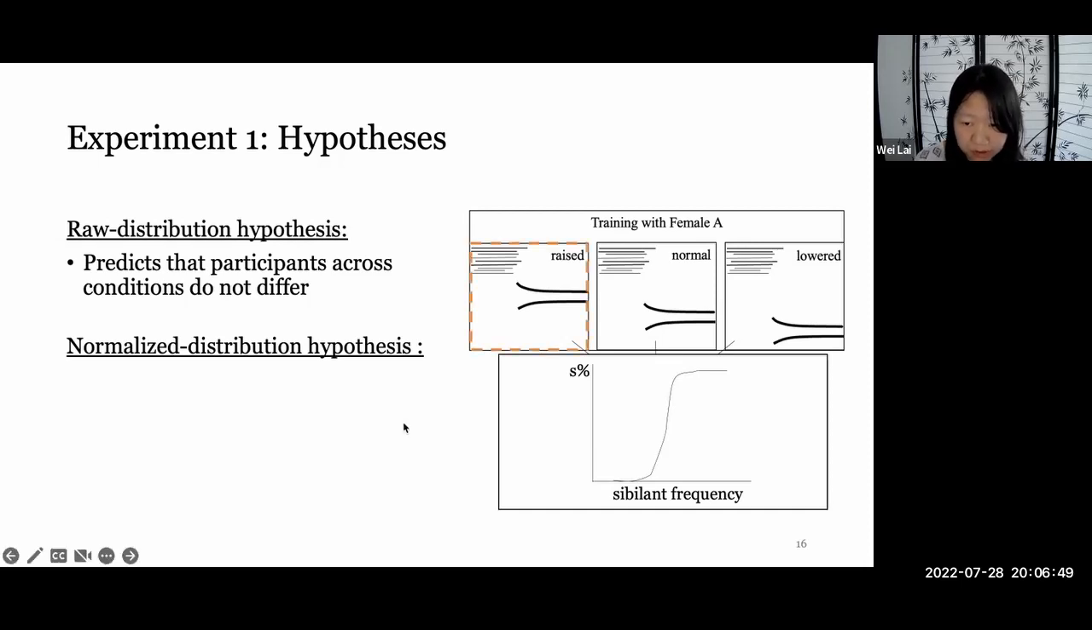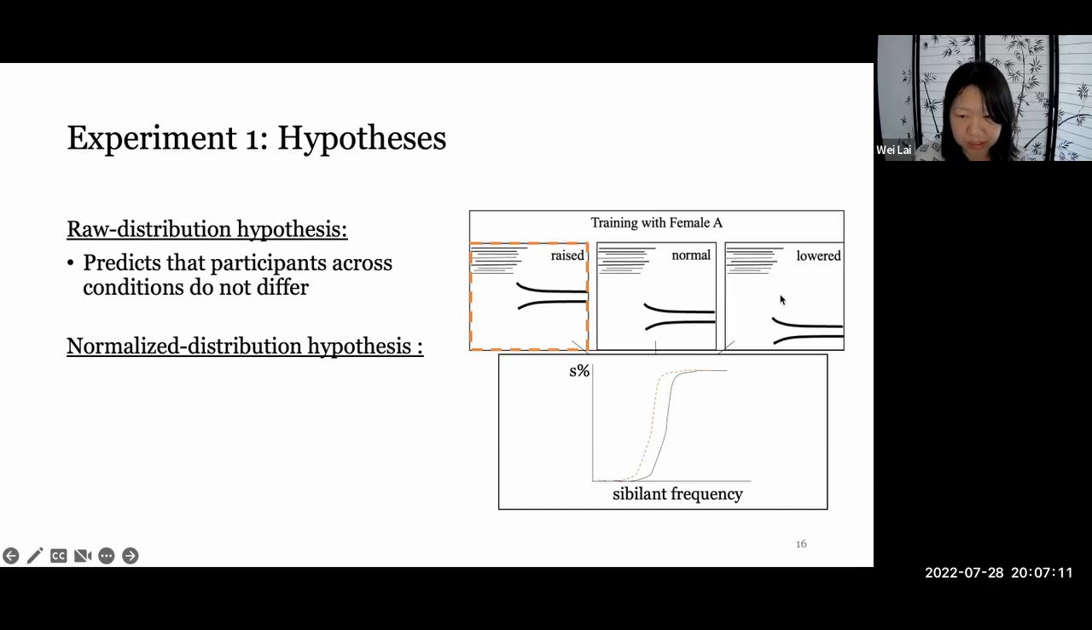So compared to the normal condition, participants in the raised condition will hear higher vowel formants, which entails that sibilants have relatively lower spectral energy frequency. This exposure will lower their threshold of identifying S on the spectral continuum, and listeners will end up reporting more S.